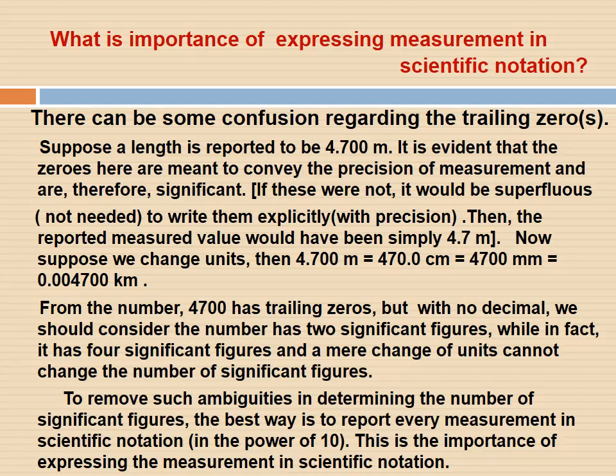To remove such ambiguities in determining the number of significant figures, the best way is to report every measurement in scientific notation. That is, it should be in the power of 10. What is ambiguity? Ambiguity means confusion. This is the importance of expressing the measurement in scientific notation.